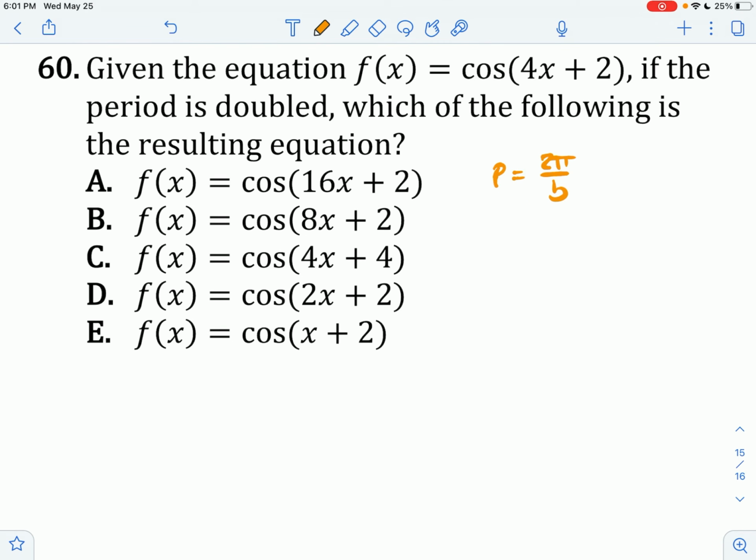Okay, so if the period is doubled, the b value, which is effectively the coefficient in front of the x, has to decrease by half. Originally it's 4, so it would turn into 2. All those other options are wrong. That's the end of this exam.